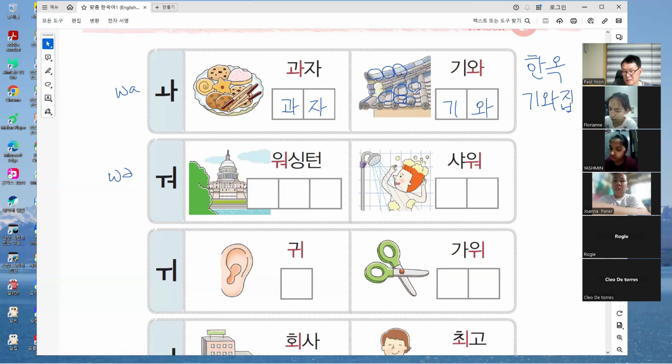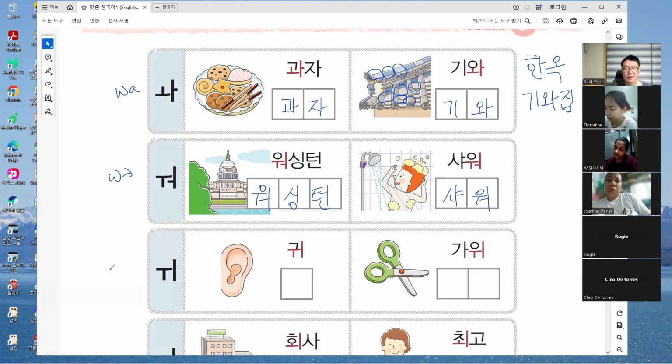Wall. So this one, it looks like the White House. Can you read? Washington. So this city is the capital of the United States, right? Washington DC. Washington. How about this? Shower. Also taking a shower. Korean shower is only shower, the English shower. Okay, shower.